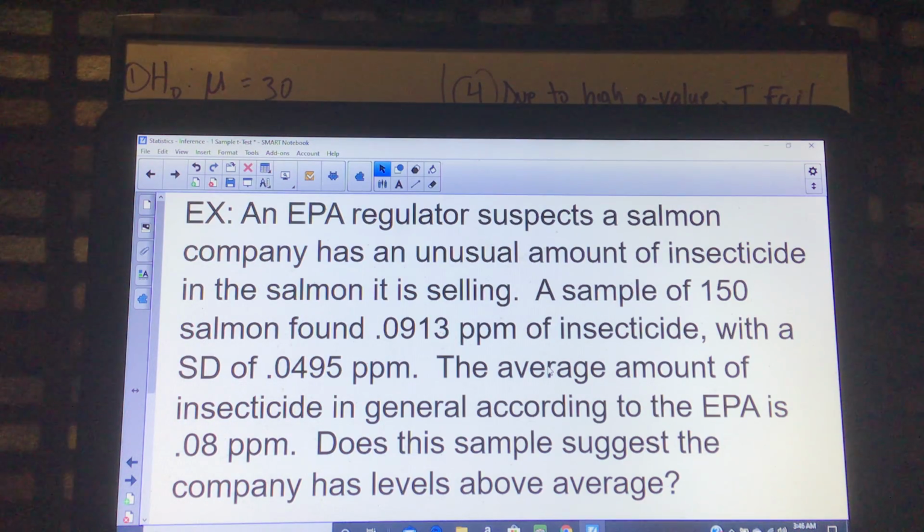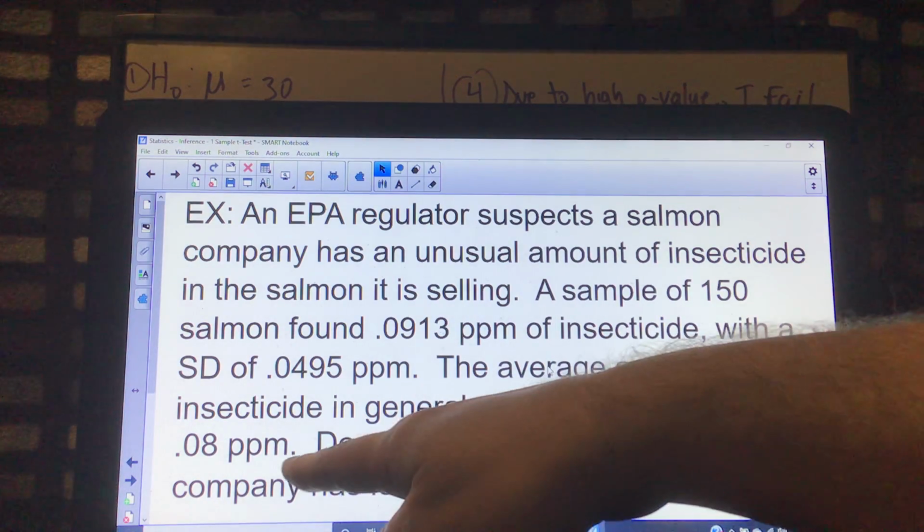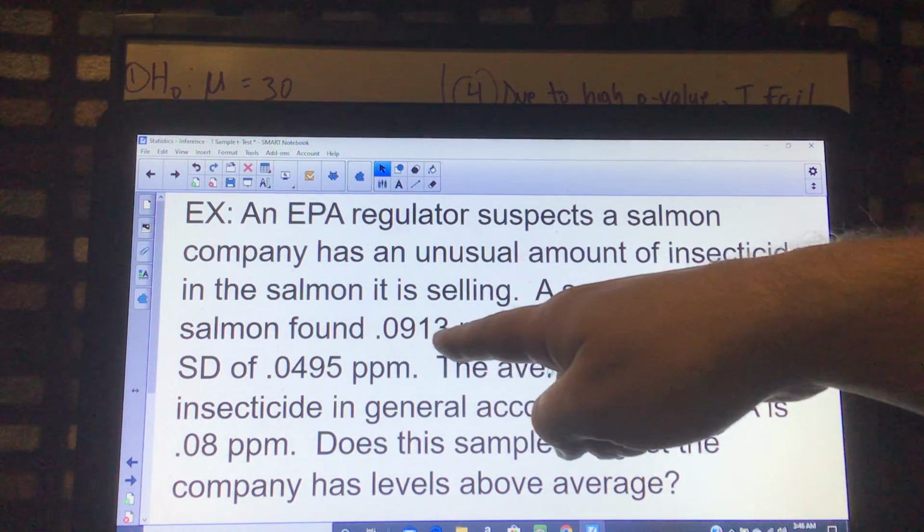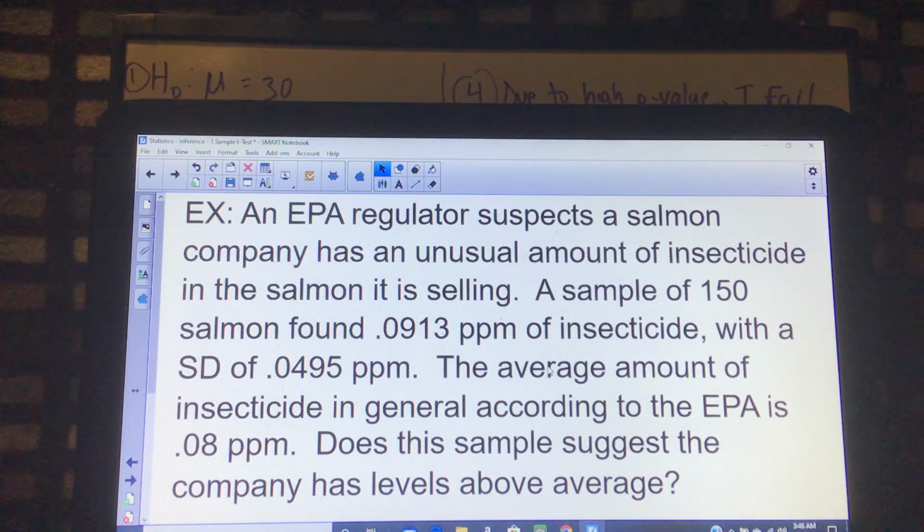Now, the EPA says the acceptable amount of this insecticide that's allowed in salmon is 0.08 ppm. So 0.08 ppm is supposed to be what they're looking for. These guys are at 0.0913. Does this suggest the company has unusually high levels? Once again, assume the conditions are met, because they would have to tell you some stuff about the conditions.